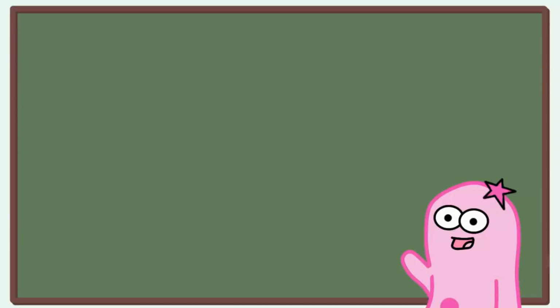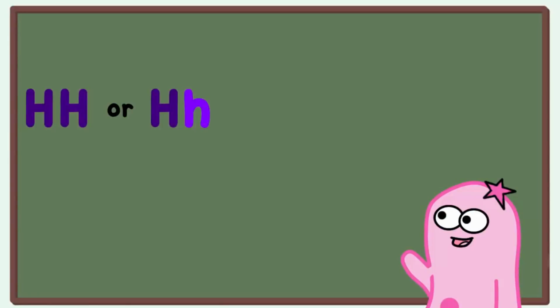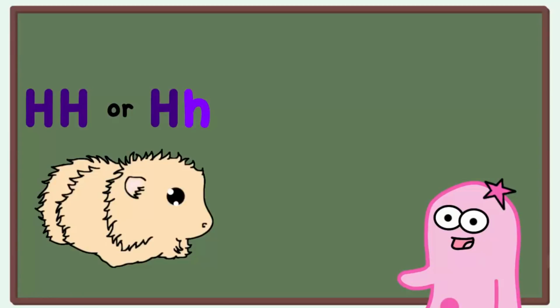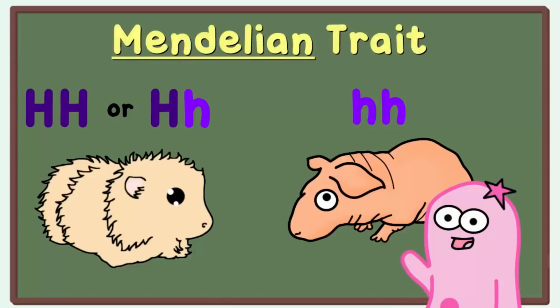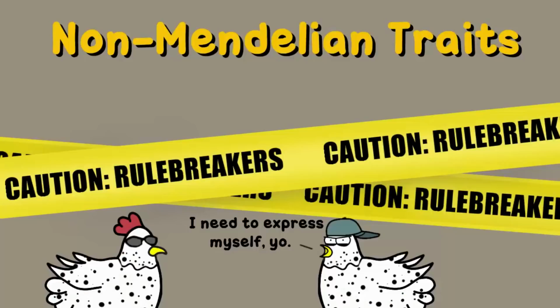Remember in our guinea pig video, having a dominant allele represented by a capital H meant that the guinea pig would have hair? Only if there was no dominant present, a genotype of little h, would there be a hairless guinea pig. Well, that's a Mendelian trait. But what we're going to cover now is when these traits are non-Mendelian and they don't follow these basic rules. So let's first start with snapdragons.